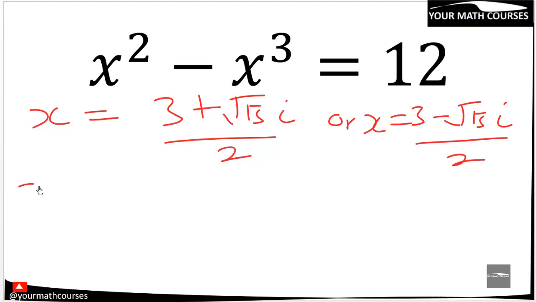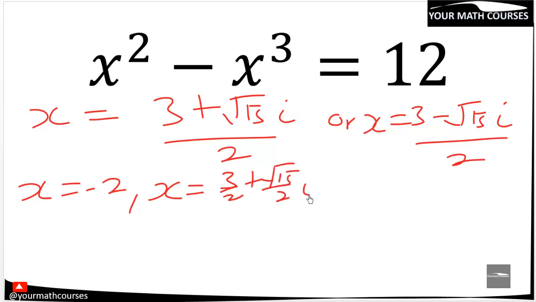So the roots are x equal -2, x equal 3 over 2 plus square root of 15 over 2 i, or x equal 3 over 2 minus square root of 15 over 2 i. So these are the three roots of the cubic equation x squared minus x cubed equal 12.